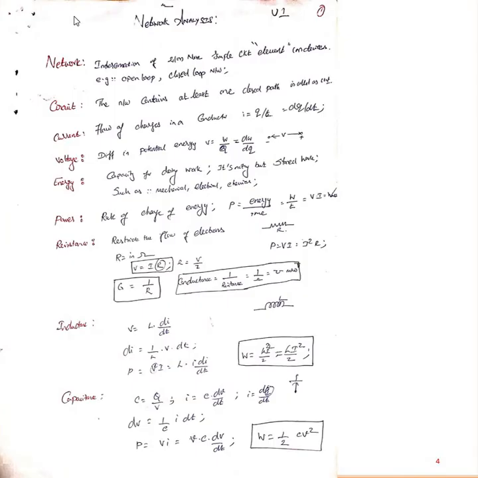Okay, first one. So what is a network? The next one is the circuit, I will tell you. So network means interconnection of two or more simple circuit elements. Simple circuit element means resistance, inductance, capacitance. So interconnection of two or more simple circuit elements is called a network.